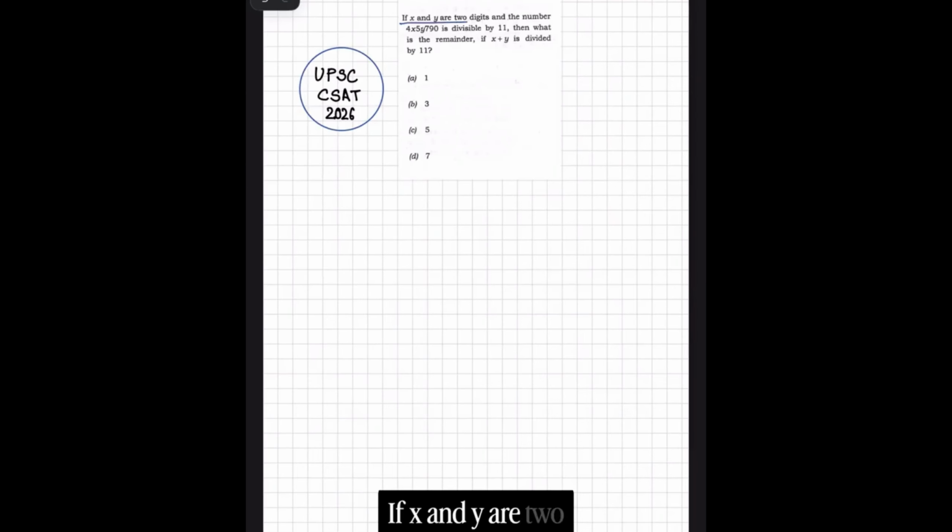If x and y are two digits and the number 4x5y790 is divisible by 11, then what is the remainder if x plus y is divided by 11? So let's write down the number and apply the divisibility rule of 11. 4x5y790. According to the divisibility rule of 11, if a number is divisible by 11, the sum of digits at odd places when subtracted from the sum of digits at even places results in a number that is a multiple of 11. So let's mark the digits at odd and even places.